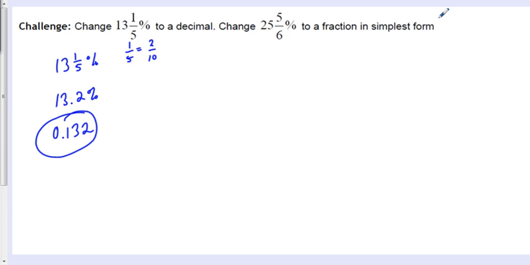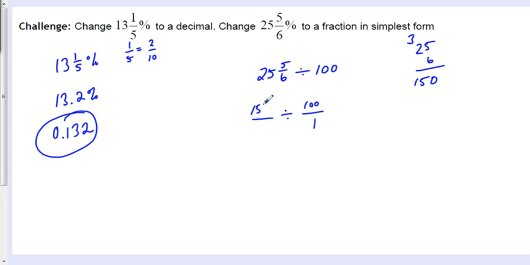25 5/6% to a fraction in simplest form. Well, I could put that over 100, but that would be kind of tricky to simplify. So this time I'm going to interpret percent as divided by 100. And I know I need to change these both to fractions. Let's see, 6 times 25. I'll take a quick side trip here. And I guess I could have thought about counting quarters. 6 quarters is $1.50. Now don't forget to add the 5 here.